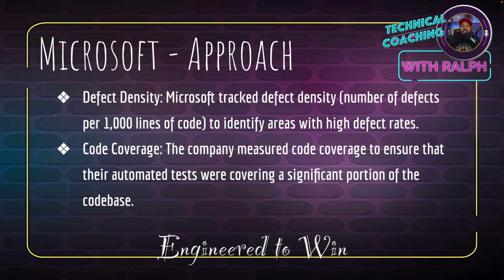So what was their approach? Defect density. Microsoft tracked defect density, the number of defects per 1,000 lines of code, to identify areas with high defect rates. Code coverage. The company measured code coverage to ensure that their automated tests were covering a significant portion of the code base.